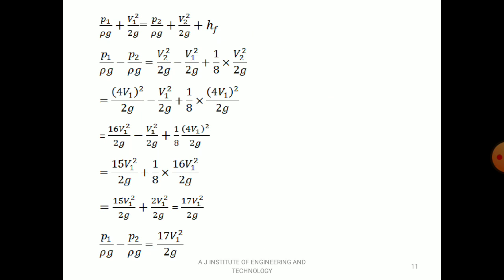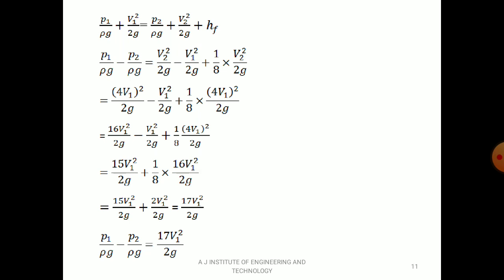P1 divided by rho g minus P2 divided by rho g, just rearrange, that is equal to V2 square divided by 2g minus V1 square divided by 2g plus 1/8 into V2 square divided by 2g. But V2 equal to 4 V1, so we can just substitute in place of V2 in friction head as well as in V2 square divided by 2g. So that is equal to 4 V1 whole square divided by 2g minus V1 square divided by 2g plus 1/8 into 4 V1 whole square divided by 2g.